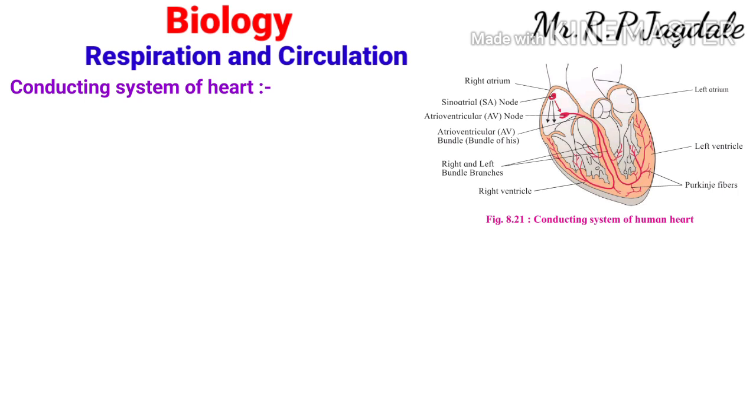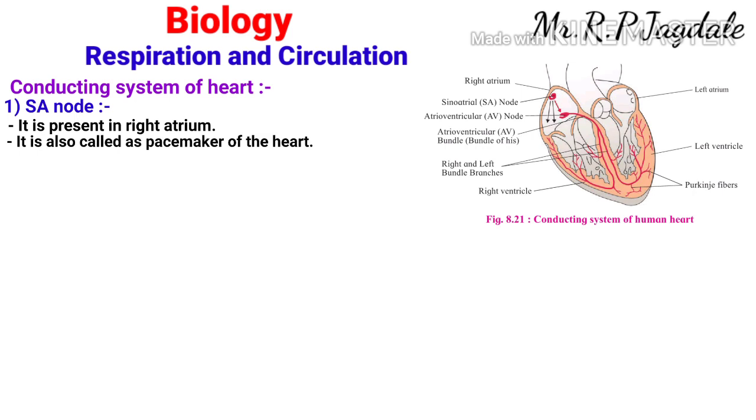In that, the first part is the SA node. We have already seen that the SA node is also called the sinoatrial node. The SA node is present in the right atrium. You can see in the diagram, at the top of the right atrium there is one spot of red color. It is called the SA node or sinoatrial node.